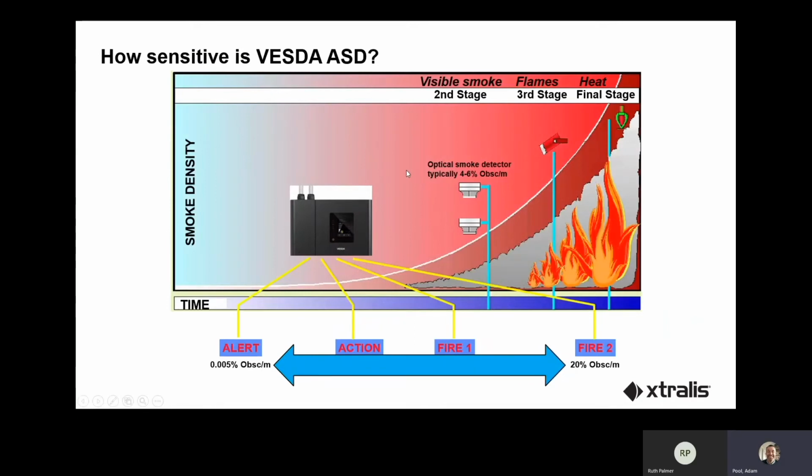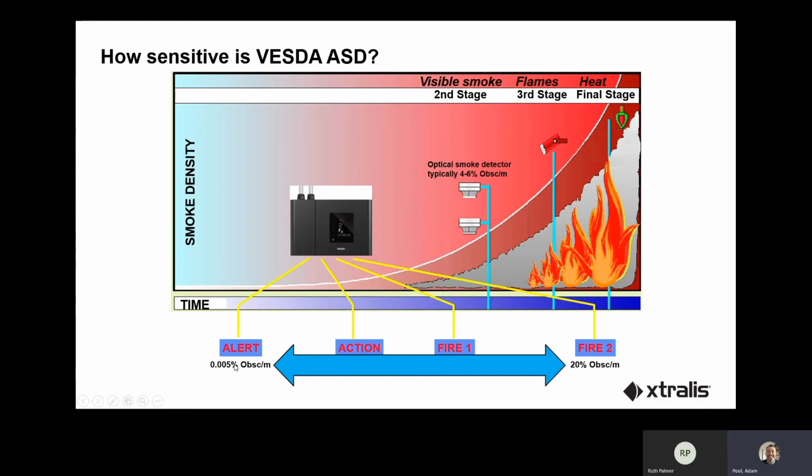How sensitive is VESDA? If you look at a conventional smoke detector, most smoke detectors, and they do vary depending on the manufacturer, but typically between 4 and 6% obscuration per meter. So all smoke detectors, their performance is measured in obscuration per meter. So if you had a meter path of a light source and the receiver saw a reduction in that light path, that is obscuration per meter. So most smoke detectors are doing between 4 and 6% obscuration.